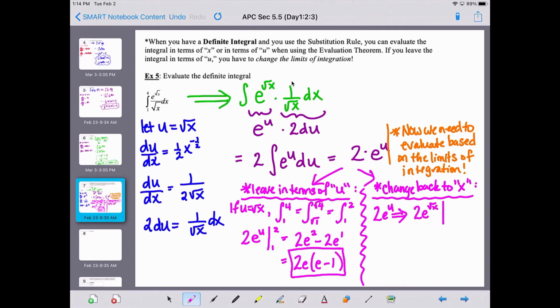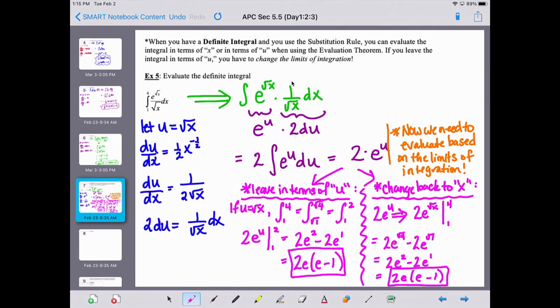And now my limits of integration were the ones from the original problem, which were in terms of x, so from 1 to 4. And so now if I evaluate this, I'm going to get 2e to the square root of 4 minus 2e to the square root of 1, which gives me 2e squared minus 2e to the first, which again, if I factor out that 2e, gives me 2e times (e minus 1). Same answer that I got when I left it in terms of u.